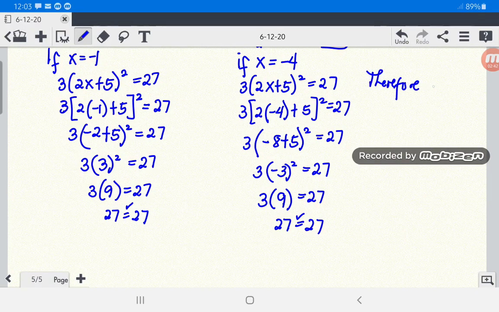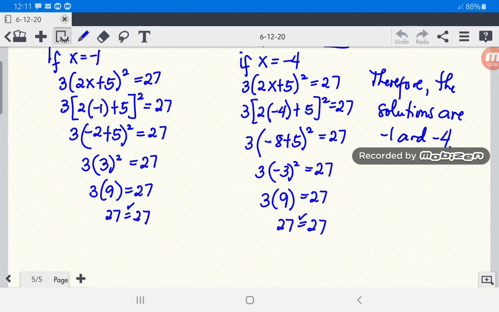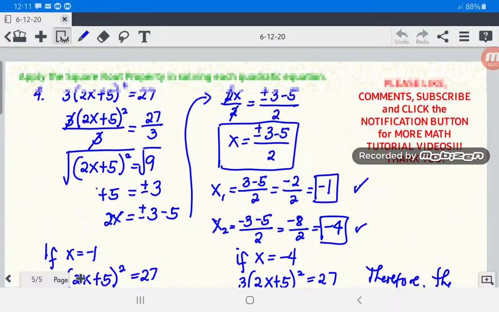Therefore, the solutions are negative 1 and negative 4. Okay, so that's it.